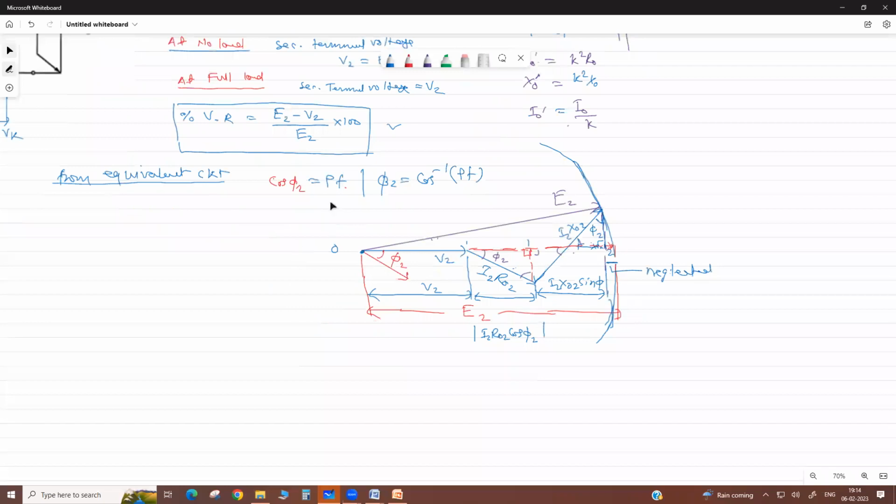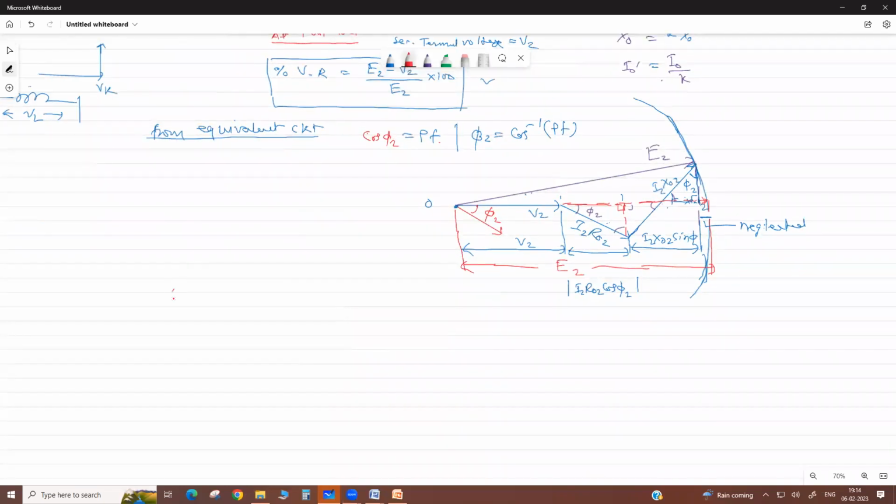So what will E2 be? What is the equation for E2? From this phasor or vector diagram, E2 equals V2 plus the vector sum I2 R02 cos phi 2, where phi 2 is the power factor angle, plus I2 X02 sin phi 2. Any doubt here, please?